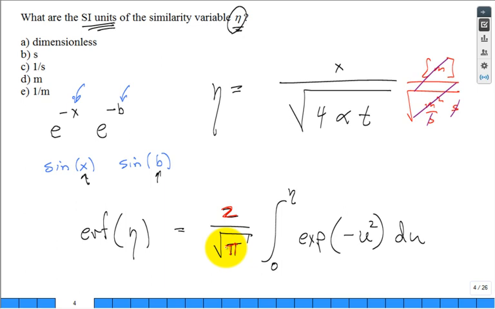Let's keep going. We have an integral, but where does eta show up on that right-hand side? The only place it shows up is the limit of the integral. This seems like a very unfair function, doesn't it? But it is a function nonetheless. And then we have the exponential of minus u squared du. What do you call u in this term?